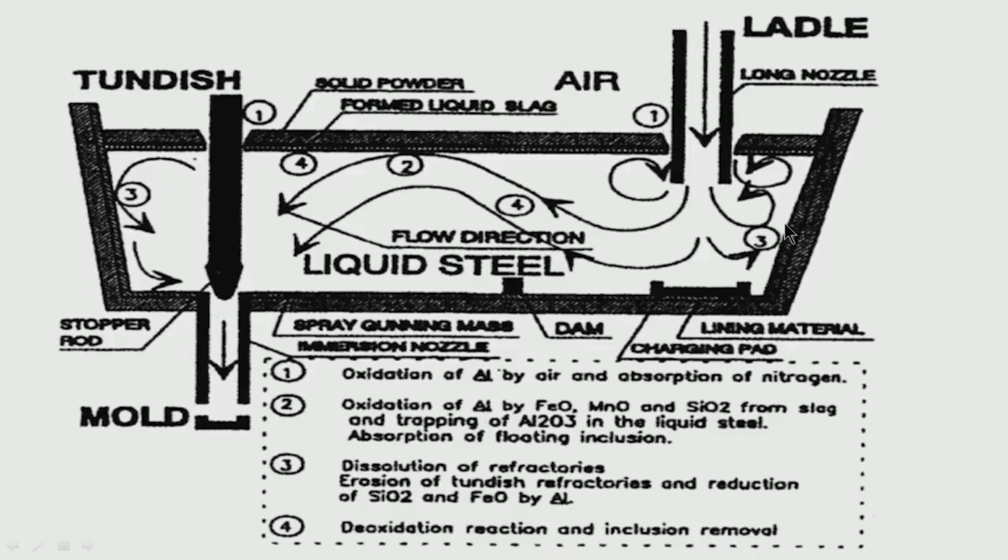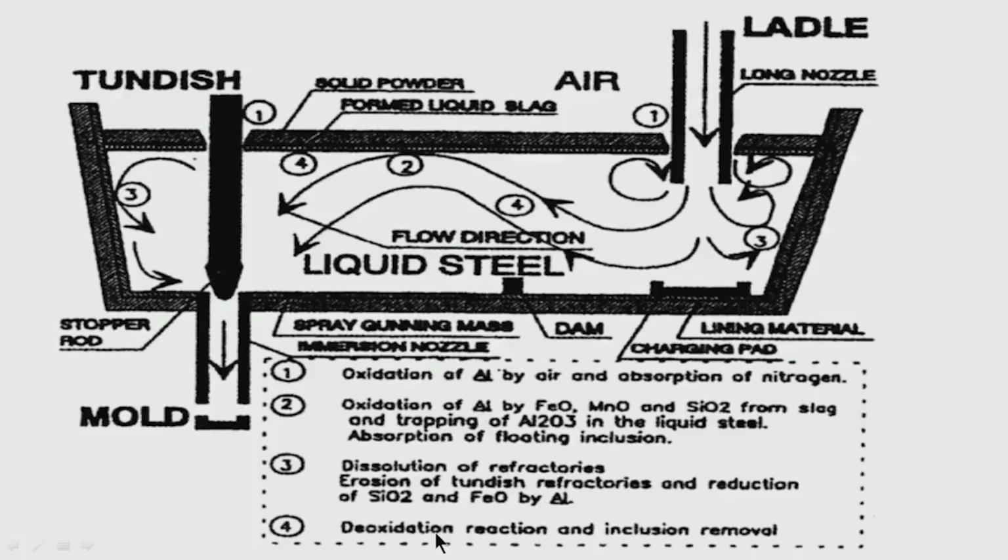there is a possibility of refractory erosion, there is a possibility of reaction of liquid steel with refractory, those should be prevented. Otherwise again the cleanliness level will go down, exogenous entrapment will come up, steel will become dirty. Then there is a possibility of deoxidation reaction and inclusion removal in steel. That means if there is some soluble oxygen in the liquid steel, there is aluminum in liquid steel. So, there is a possibility of some deoxidation, aluminum reacting with oxygen forming alumina.